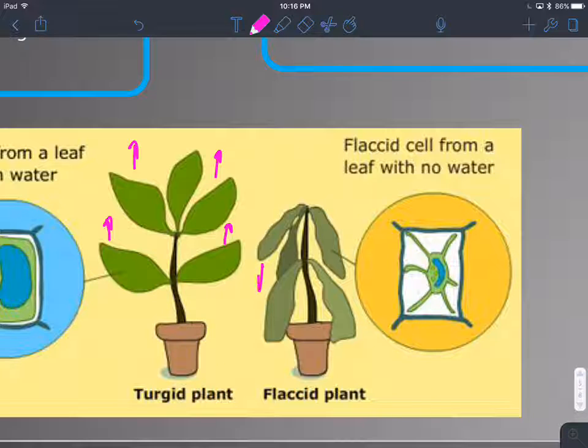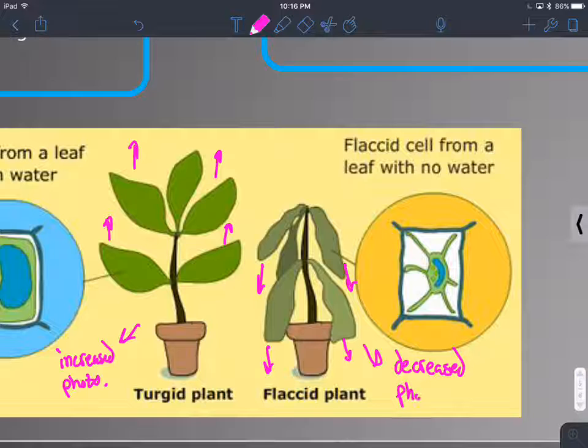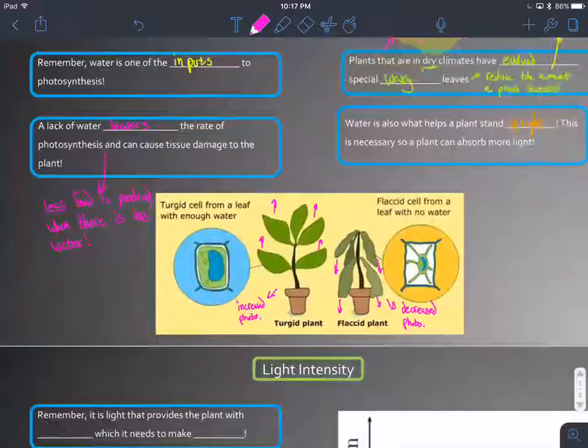Now the plant on the right, you can see that all of its leaves are pointed down. Here we have increased photosynthesis. Here we have decreased photosynthesis. And this is just because when the leaves face upward, they're able to get more sunlight, whereas when they face downward like this, when there's not water, they get a decreased amount of sunlight. So water is very important in that factor.